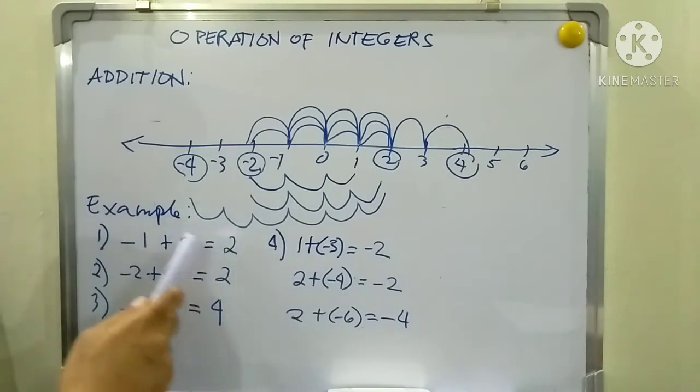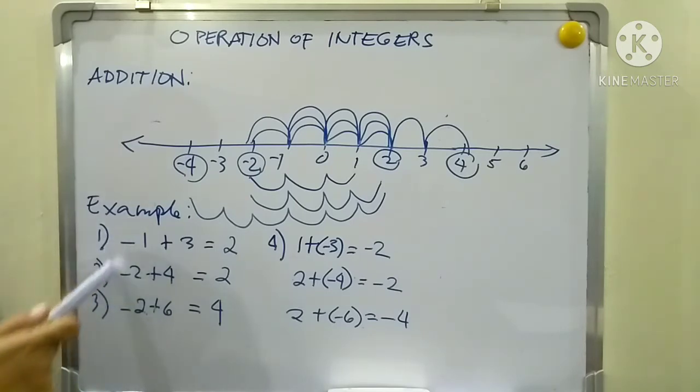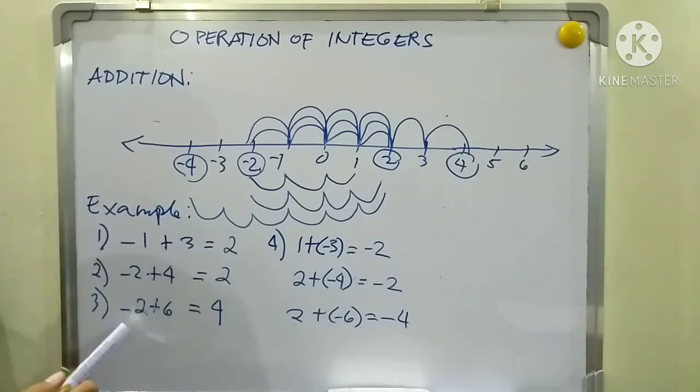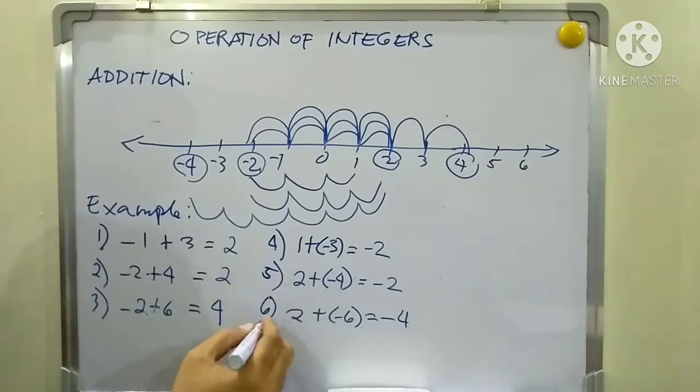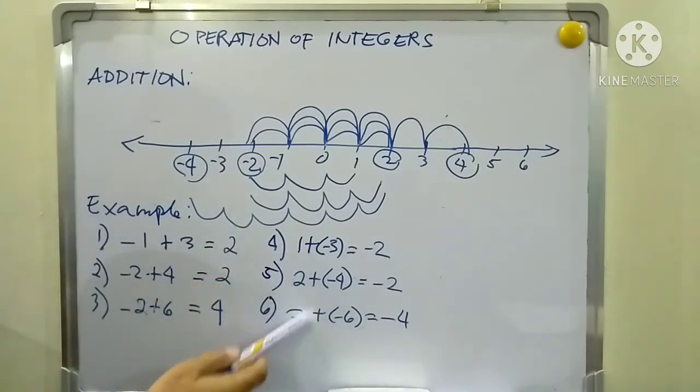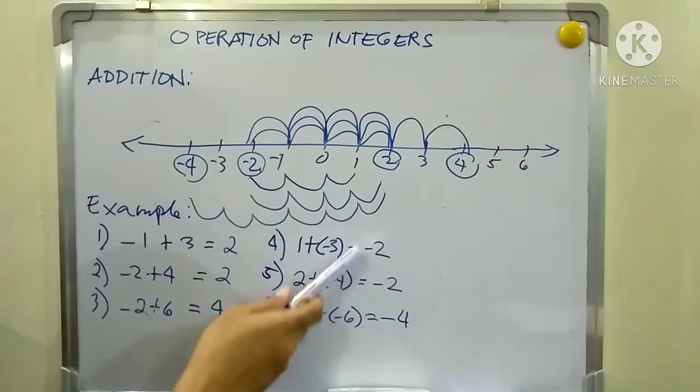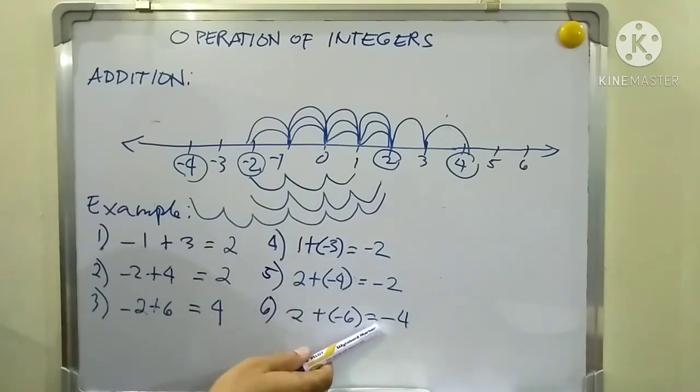Let us examine the 3 examples on this left side. Notice in example 1, 2, and 3, the first addends are negative, the second addends are positive, and the first addends are a smaller number compared to the second addends, and our sum is positive. In our 4, 5, and 6 examples, our first addends are positive and our second addends are negative. Then our sum here, all are negative. What will be our conclusion now?